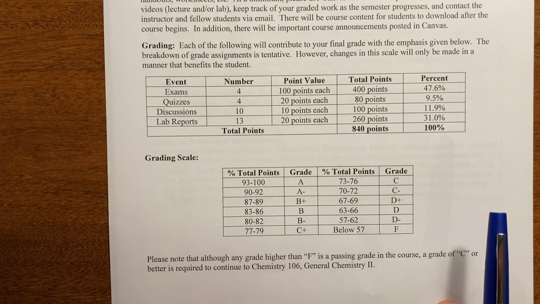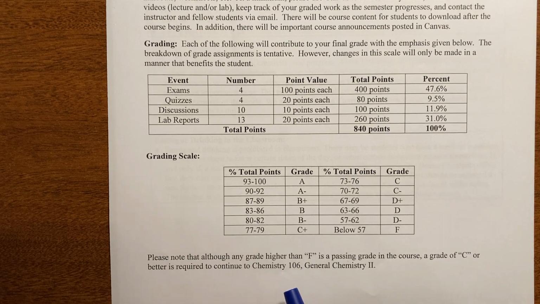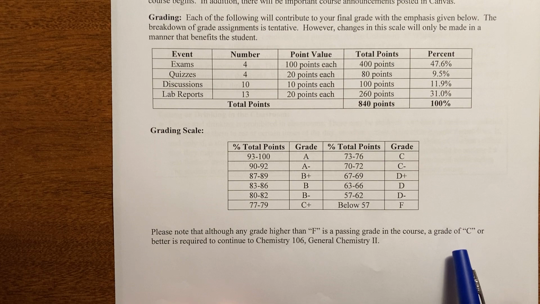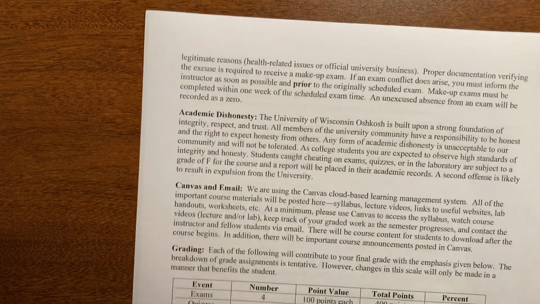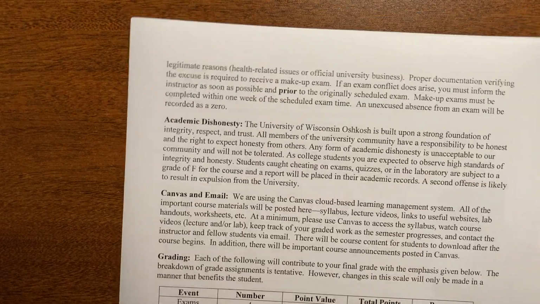Here's the grading scale. It's pretty standard. We've used this for years at the Fox Cities campus as well. It's a fairly typical grading scale. If you want to move on to Chem 106, do keep in mind that we generally expect you to have a grade of C or better in this Chem 105 class. All right, what's on the next page here?